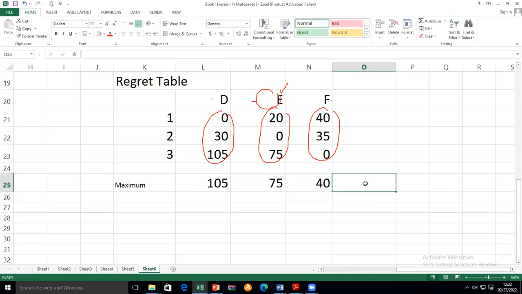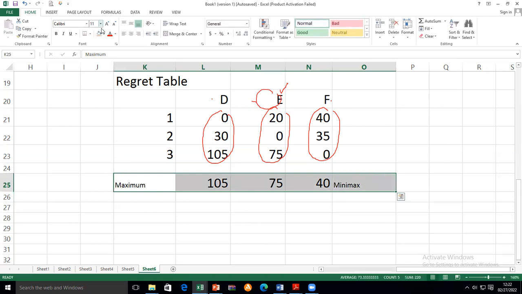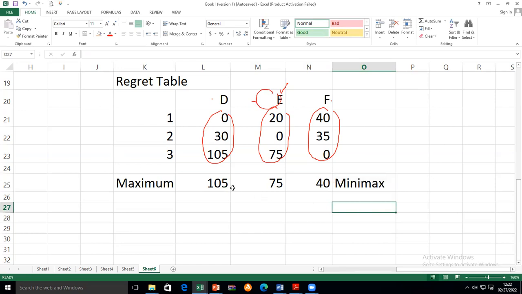So the rule is minimax, eh? Minimax, minimizing on the maximum regrets. So where do you find the lowest regret of these three? Where is our lowest level of regret? Yes. The lowest regret is on F. That's the lowest regret.